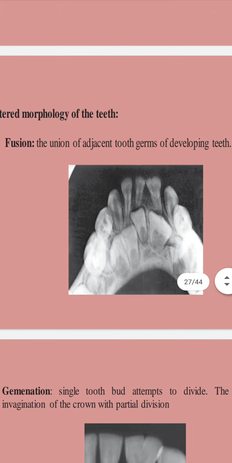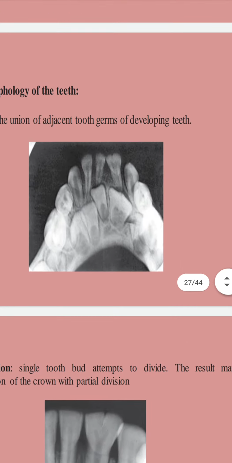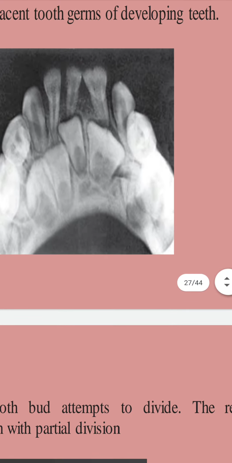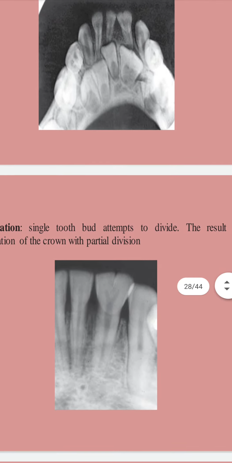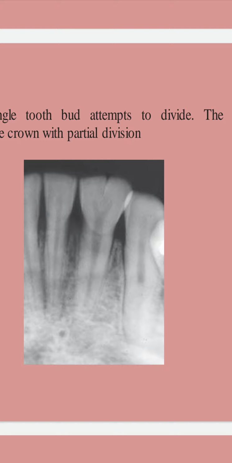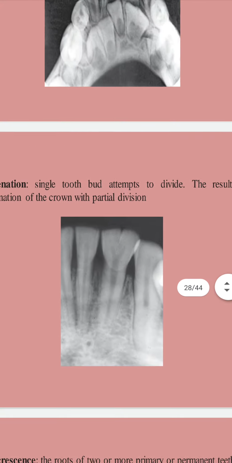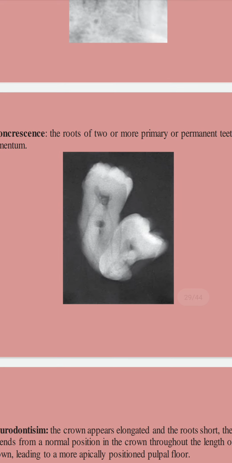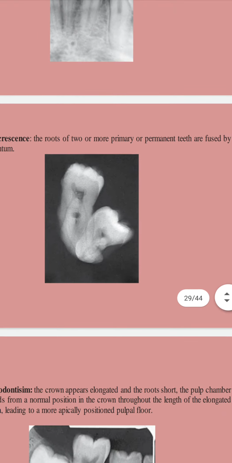Morphology of the tooth. We have two terms, fusion and gemination. Fusion means union of two teeth, as we see here. Two teeth, two crowns, two roots. While in gemination, a single tooth bud attempts to divide. That means we have two crowns and one root. Concrescence means the roots of two or more primary or permanent teeth are fused together by cementum.